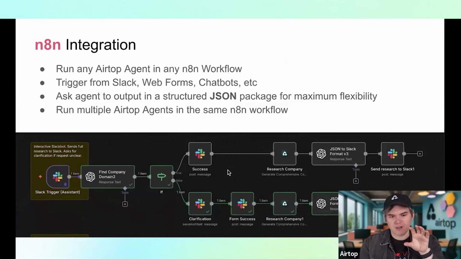You can then trigger an entire automation of which Airtop is a part, and then use the output of the Airtop agent to pass information to further nodes. If you're using Airtop in n8n, it's a good idea to ask it to output a structured JSON package, which, if you don't know, if it's a lot of information, just structures it in a way that you can pass individual fields to individual nodes. So if you're asking it to research everything about a company, every little piece of information, you can just pass that to a field in a different node.